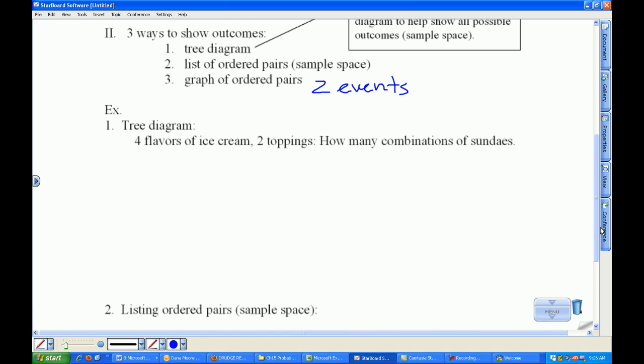Alright, a tree diagram. You have 4 flavors of ice cream. You have 2 toppings. How many combinations of sundaes are there? The counting principle says to figure out the total number of outcomes, all you need to do is multiply the number of ways to get a flavor of ice cream times the number of toppings. There are 8 total outcomes.